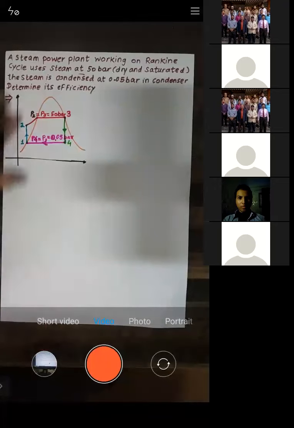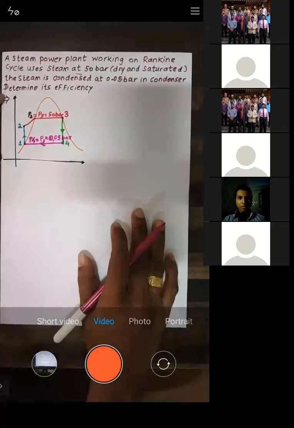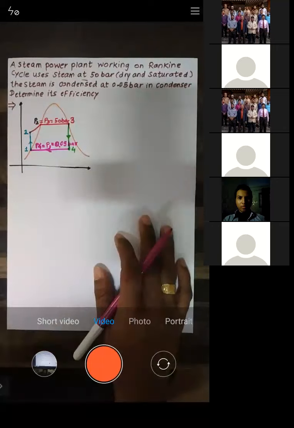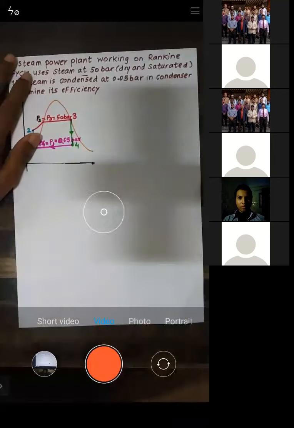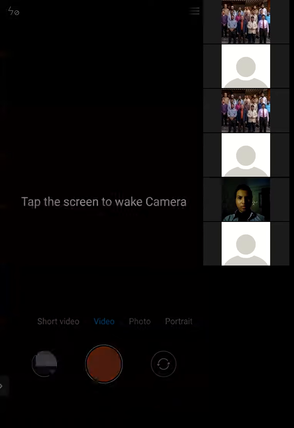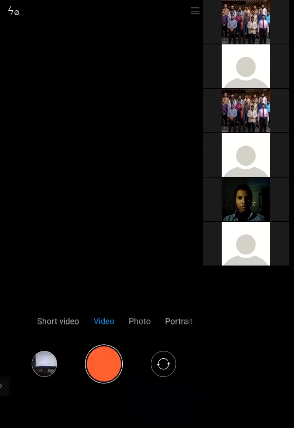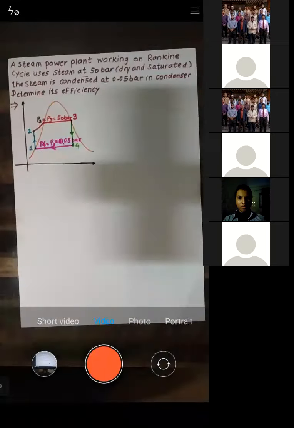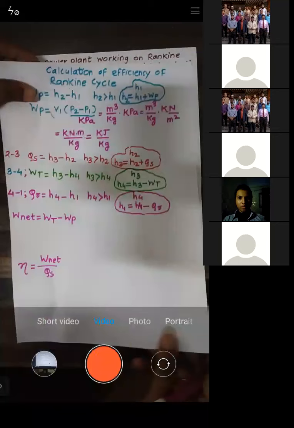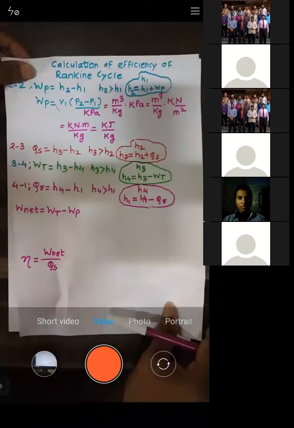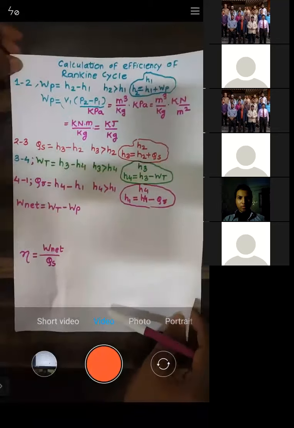So now see, let us start. We are supposed to calculate efficiency. Right? We have also seen how to calculate the efficiency. If you just see the formulas we already saw for calculating the efficiency of Rankine cycle, if you want, I will just show you those formulas so you'll be able to recall them. I will just write down the same formulas.